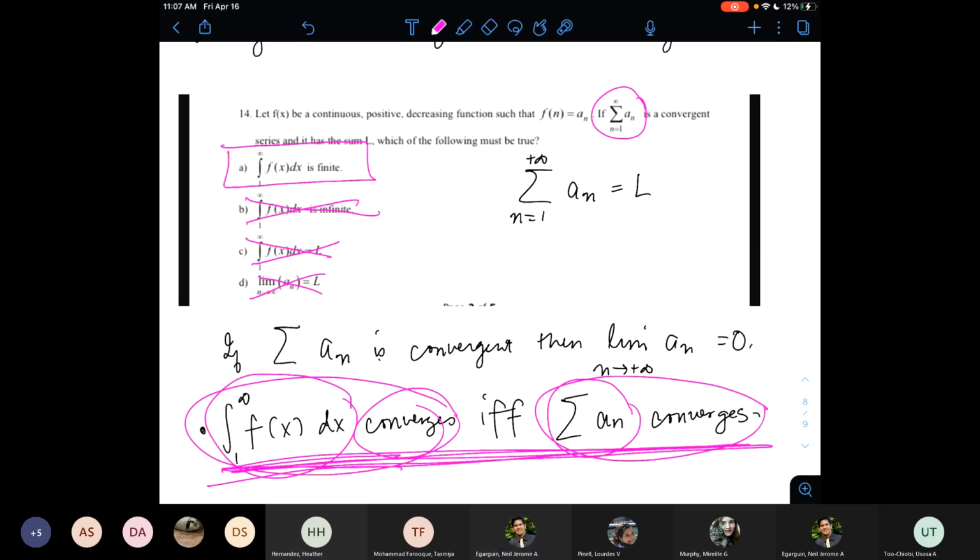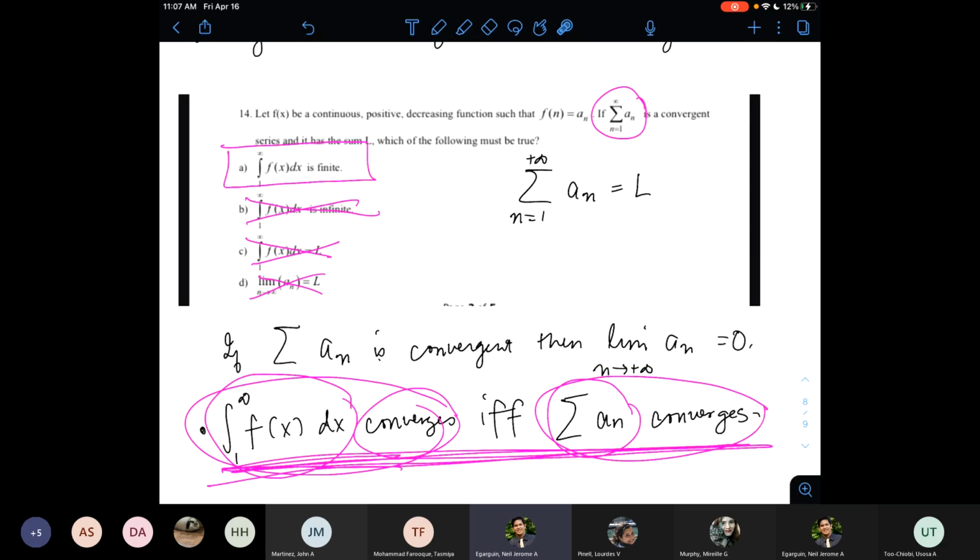Why does D not work? Why can't we do D? Why does D not work? It will not work because of this fact over here.